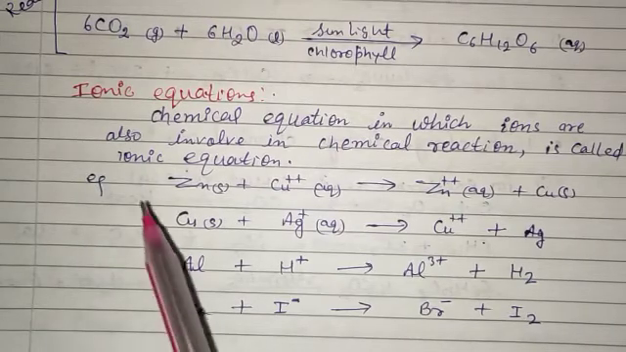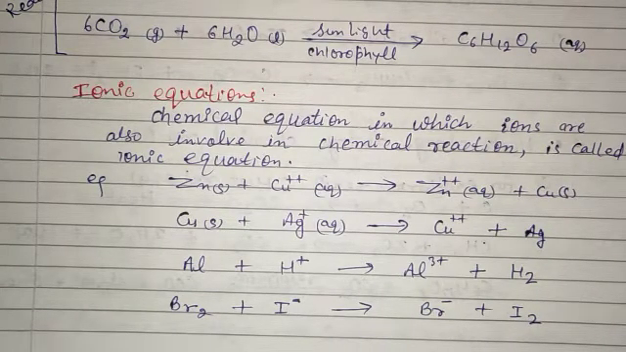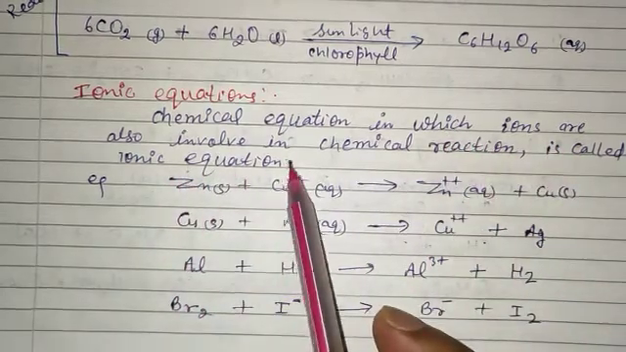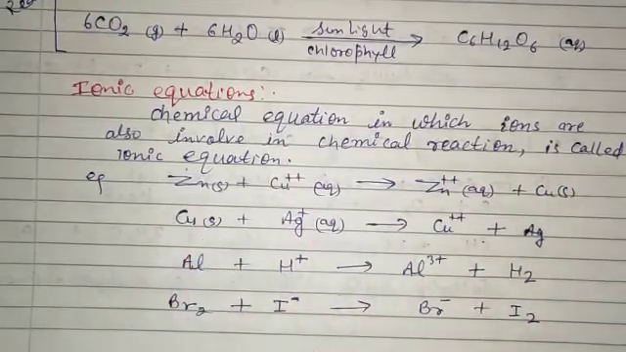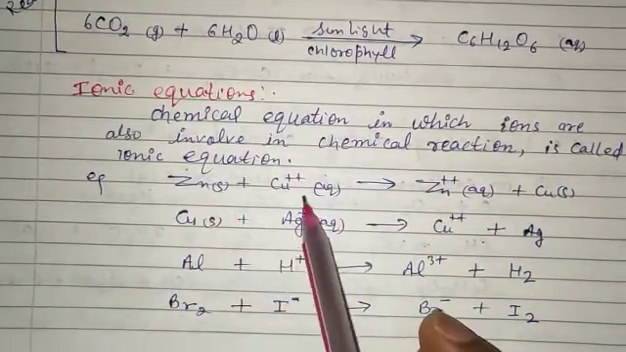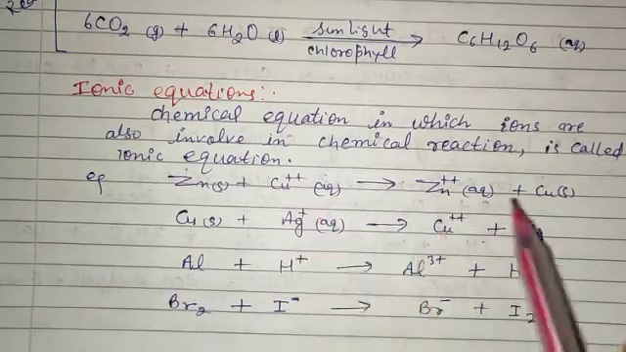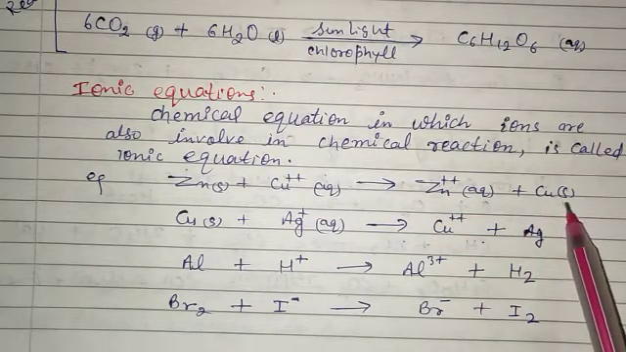Dear students, we will discuss the ionic equation. An ionic equation is one in which ions are involved. A chemical equation in which ions are also involved is called an ionic reaction. Example: zinc reacts with aqueous copper ion. This gives zinc ion and solid copper.